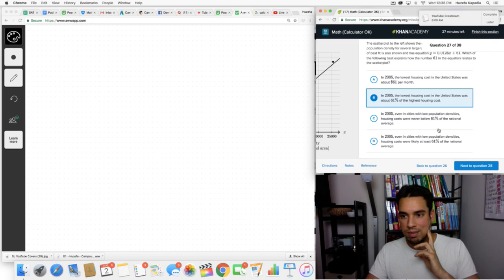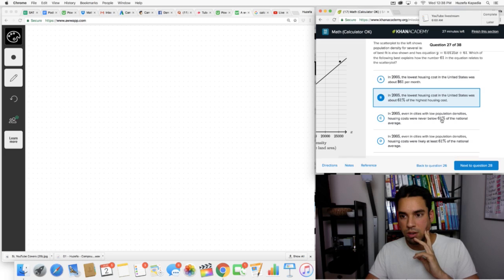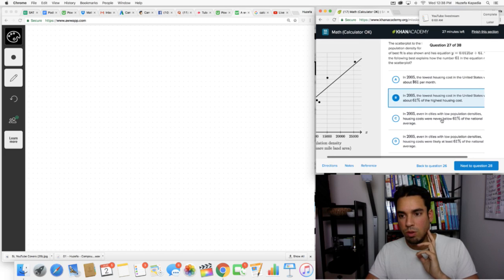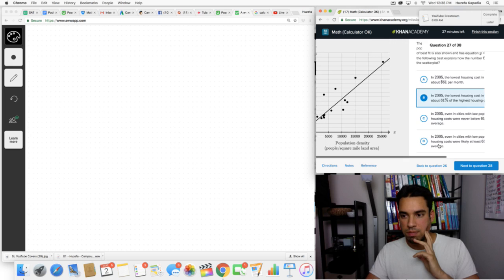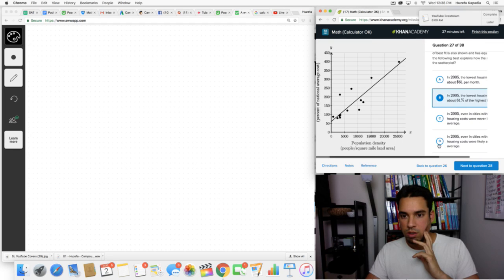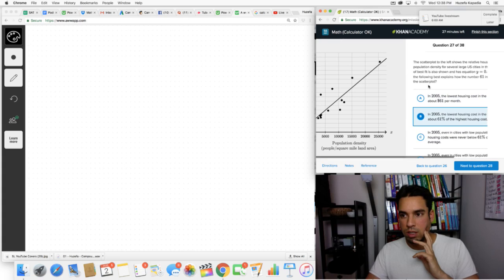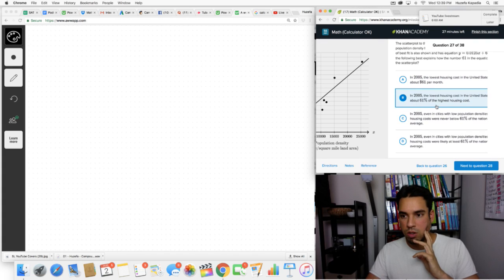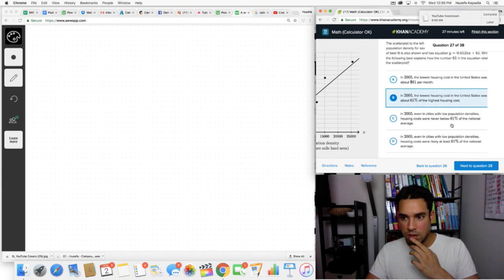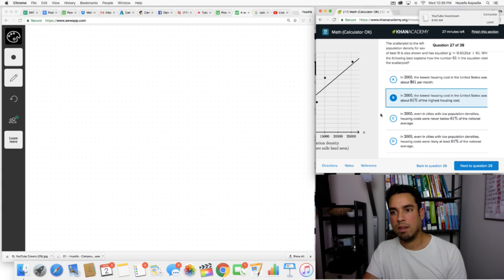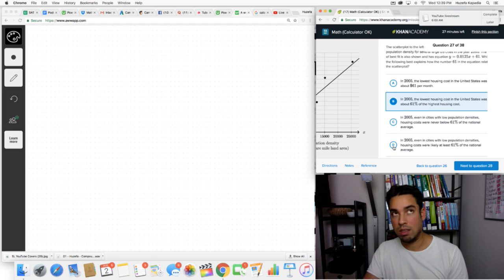This looks good, but hold on. Even in cities with low population densities, housing costs were never below 61% of the national average. Even in cities with low population densities, housing costs were likely at least 61% of the average. Oh yeah, no, this should have nothing to do with 2005. I feel like we're never below 61%. We're likely at least. We're at least, not never below. Oh boy, this is very particular wording.